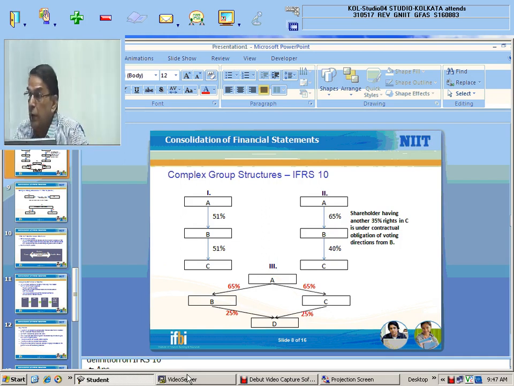So A, although it has only a 25% controlling interest in C, because A owns 51% of B and B in turn owns 51% of C, the effective interest of A over C is only 25%. But because A controls B and B in turn can control C, A effectively controls C. So we see there is an element of control available. A can control C through B. So this is one kind of group. So will C be considered a subsidiary of A? Yes. C can be considered a subsidiary of A because A has effective control over C through B, although A may have only an effective interest of 25% in the shares of C. So this is one example. Second example we look at.